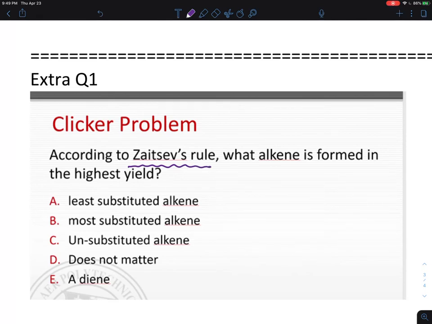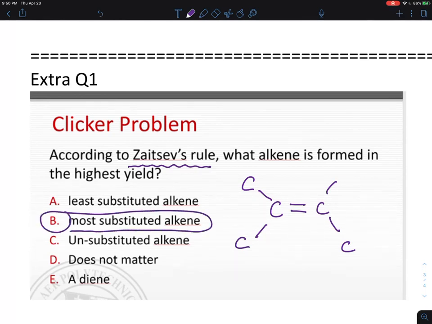Dissect the rule. Can anyone type the answer? When you're making this elimination, you're making the double bond, and the more substituted, the better. So the most substituted alkene is what the elimination product will prefer.